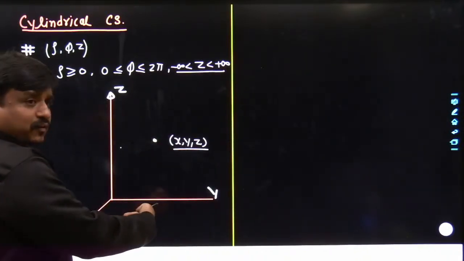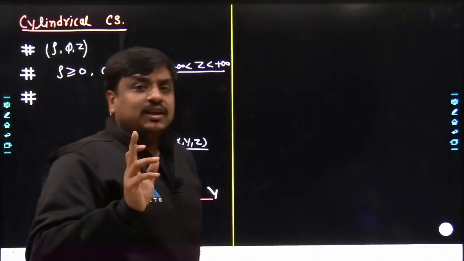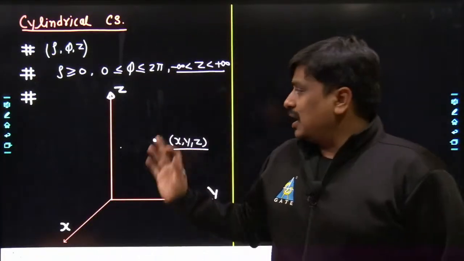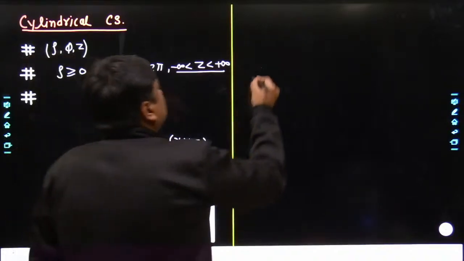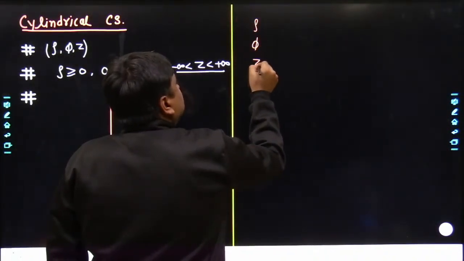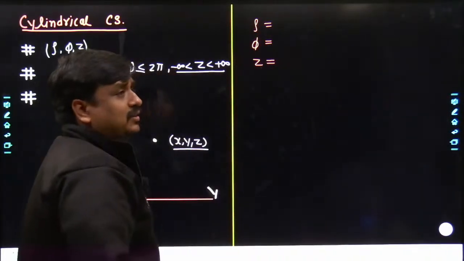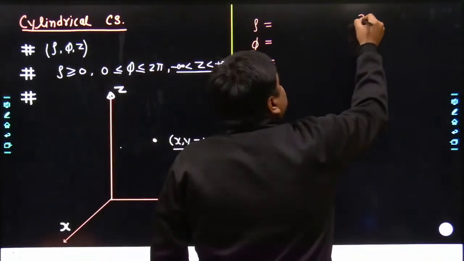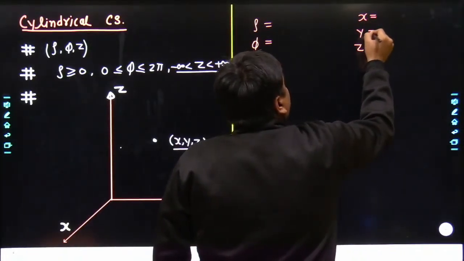I got the value of x, I got the value of y, and the z was the same z which were used in case of Cartesian coordinate system. So the conclusion which we retrieved from this analysis were rho, phi and z can be calculated from the Cartesian coordinate values, and similarly x, y and z can be calculated from the cylindrical coordinate values.